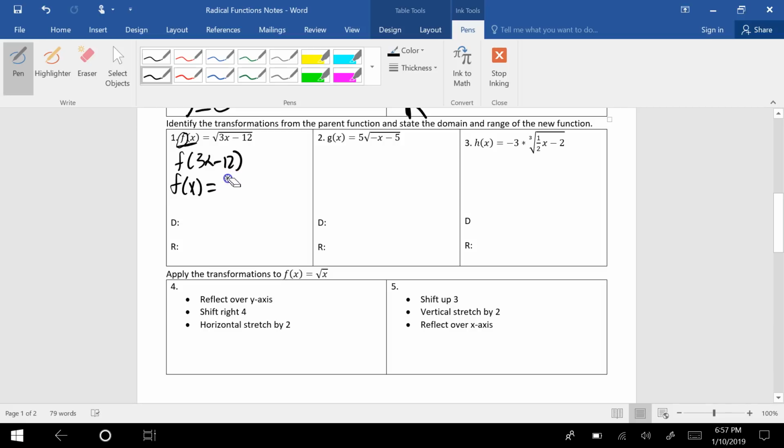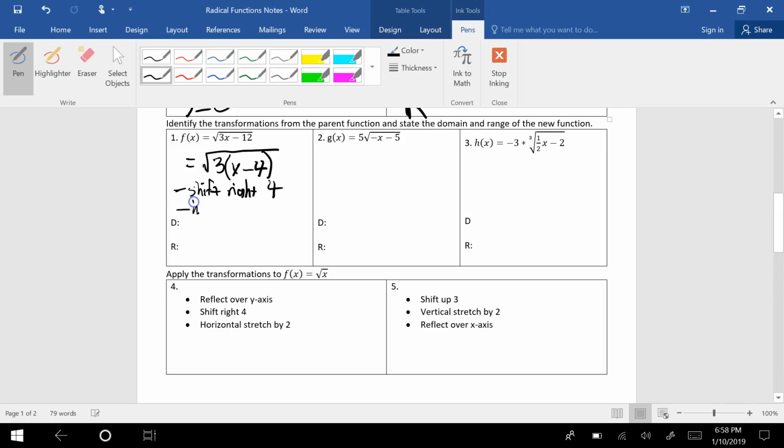Okay, so what we have on this function is x is being multiplied by 3, and we're subtracting 12. But remember, one thing we talked about earlier is whenever we deal with these horizontal transformations, we have to factor out the horizontal shift component. So another way to write this would be 3 times the square root of x minus 4. When we write it like this, we can see that we have a shift right by 4 instead of by 12.